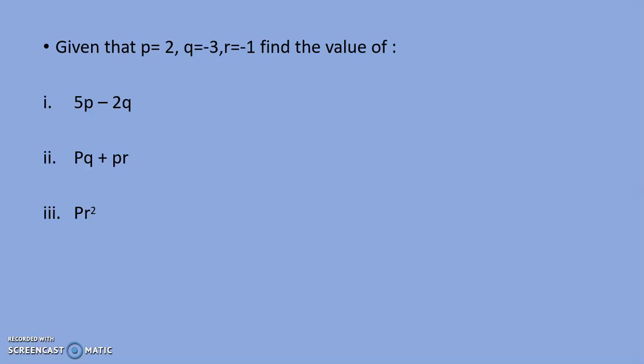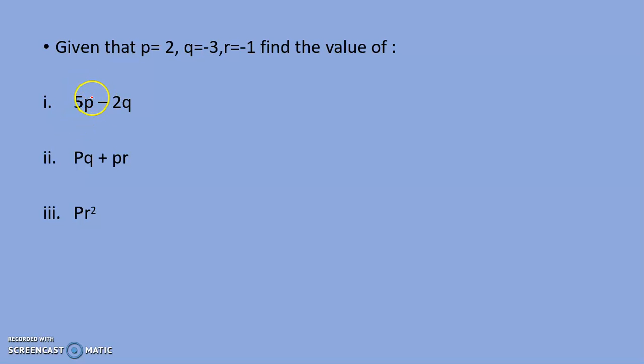Refresher, substitution we said means in place of, means to replace. In math, we use numbers to replace letters within an equation. So let's work these three questions.